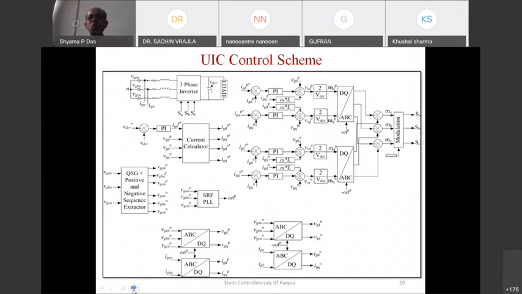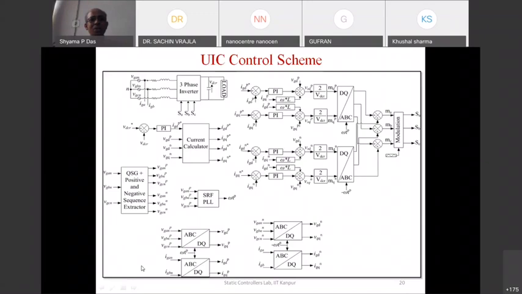So we get the total modulation index for each phase MA, MB, MC, and we use a simple sine triangle PWM for the utility converter. We can use a sine triangle PWM or any other PWM. If you use a sine triangle PWM, it is very simple. We compare the modulation index with the triangular wave, and we get the switching pattern or the switching signals for phase A, phase B, and phase C. So this is how we control the utility interface converter.